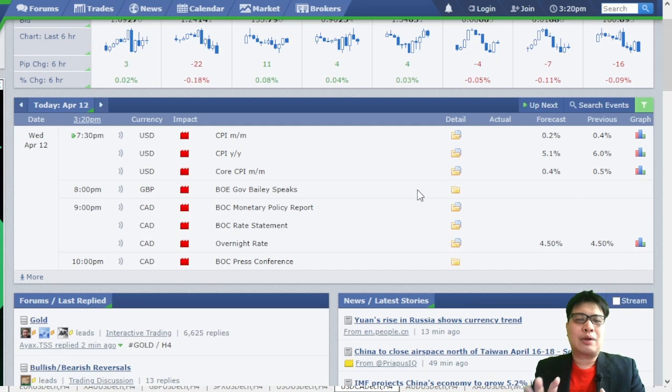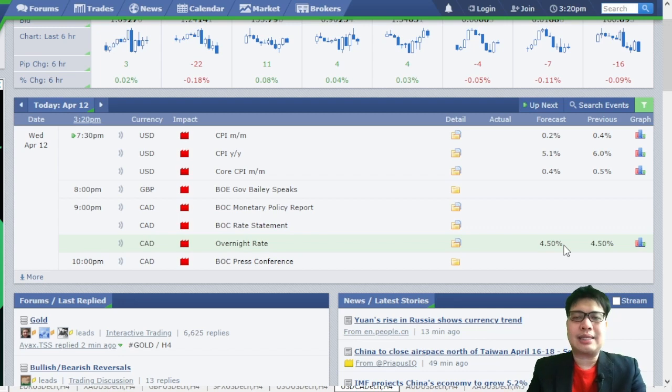We will also have the Bank of Canada releasing their rate statement. They will release the overnight rate, which is forecast to be unchanged, still at 4.5%. So what happens if it is unchanged? It means the Bank of Canada believes in their economy and the power of the country. So it means USD/CAD might be a little bit lower, which means the Canadian dollar will be stronger because the market believes in their economy.